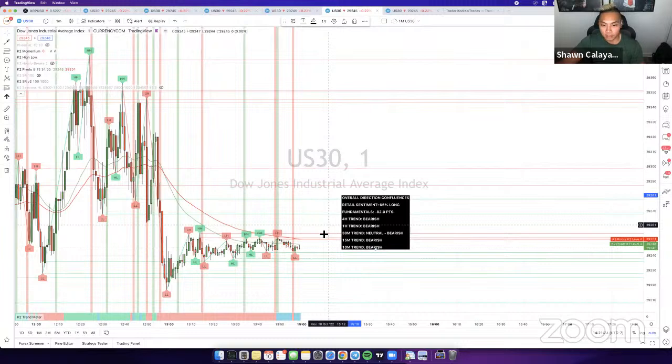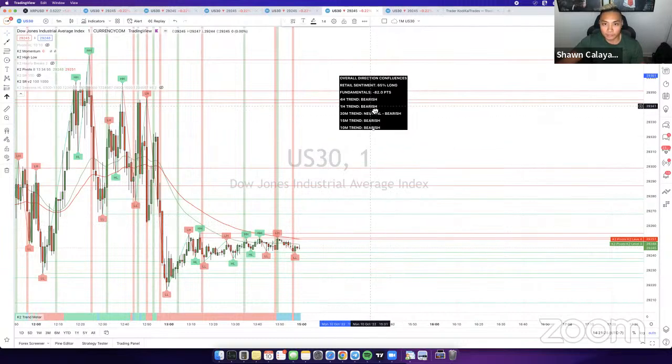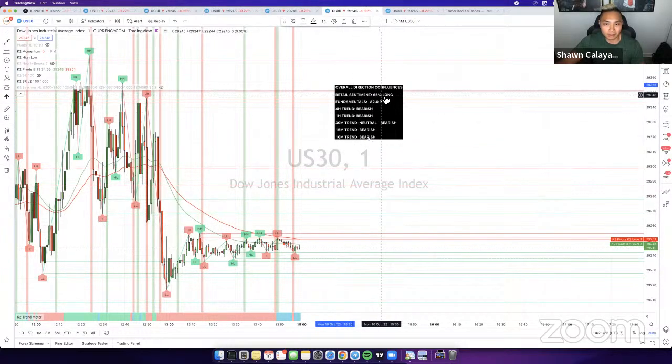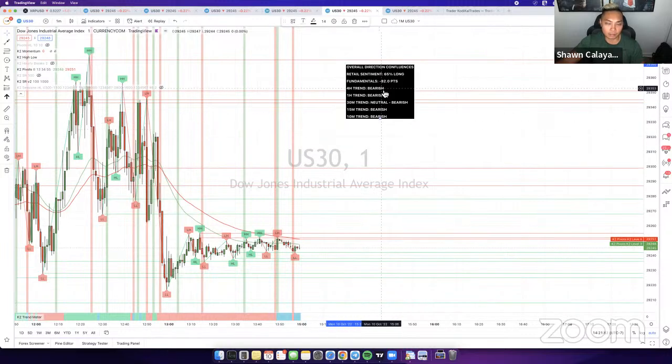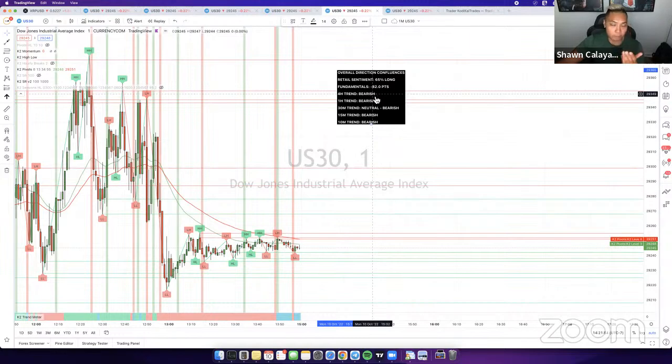So with that said, looking at these confluences right here, you can see that retail sentiment is 65% long, indicating that we want to do the opposite and sell. So this is going to tell us to sell. This is long-term bias. Fundamental bias right here as well is 82 points in the red. So this is getting close to our 100-point threshold. So this is also telling us to take a sell. 4 hours is bearish. 1 hour is bearish, 30 minutes neutral bearish, 15 minutes bearish, 10 minutes bearish, right? With all of these lined up right here, what are you going to look for? You're going to look for sells. There's no reason for you to look for any buys at all, unless you're gambling, right?